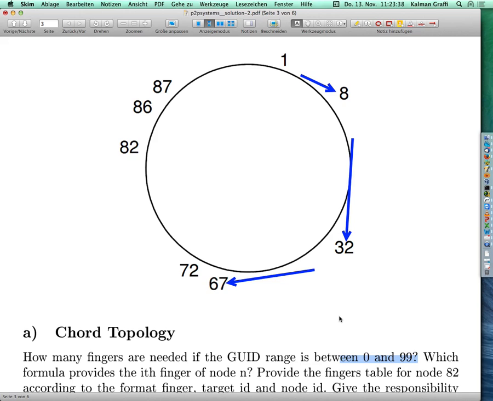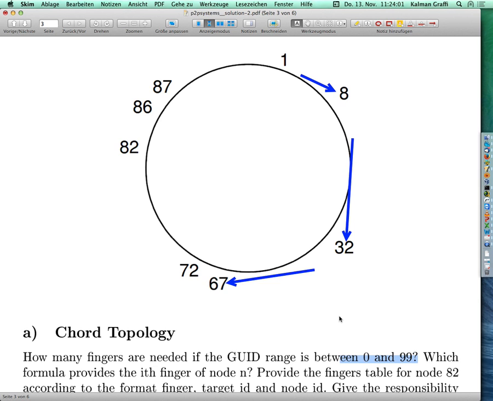Okay. And now the question is, why don't we calculate more fingers? Would we gain something with it, if we would have more fingers?